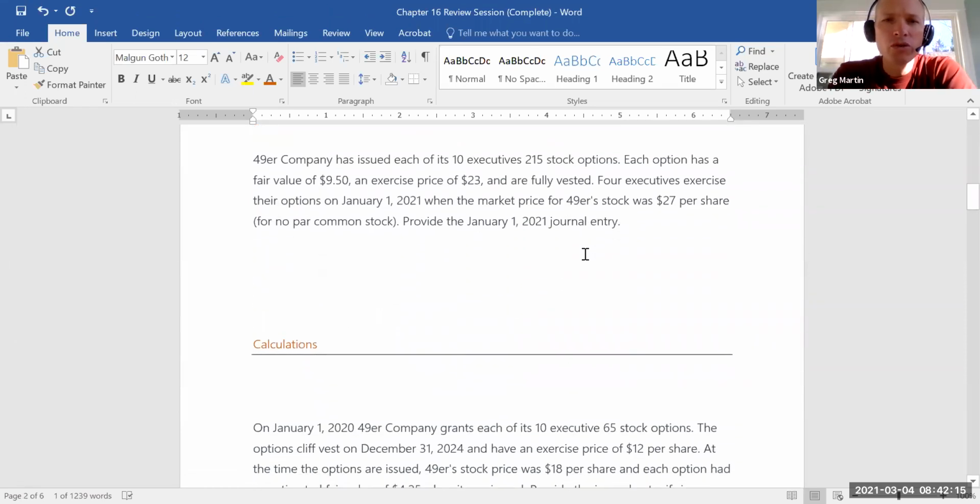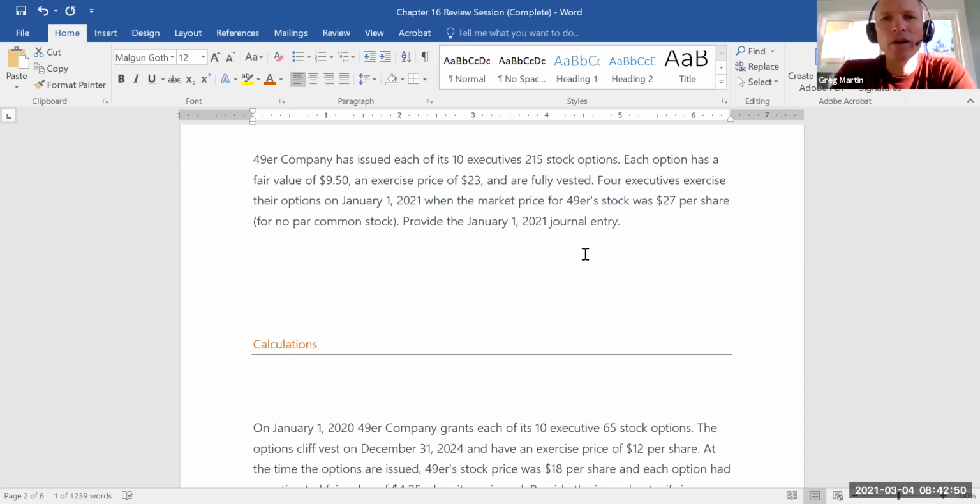49er Company has issued each of its 10 executives 215 stock options. Each option has a fair value of $9.50 and an exercise price of $23 and are already fully vested. So we kind of have to think about where we are in time. So they've been fully vested. 4 executives exercised their options on January 1st, 2021, when the market price of the stock was $27 per share. We're going to assume that there's no par value for this common stock. And so we need to provide the January 1st, 2021 journal entry.